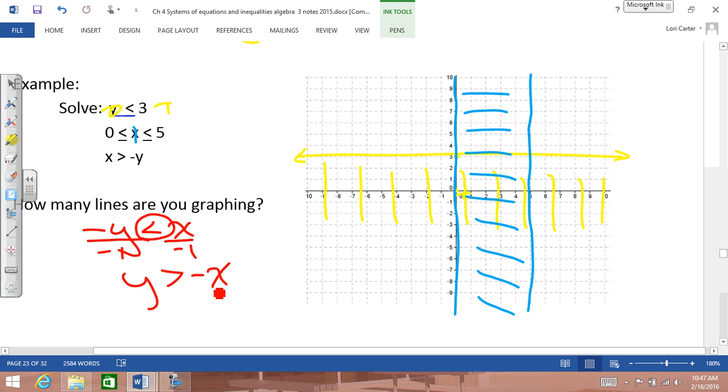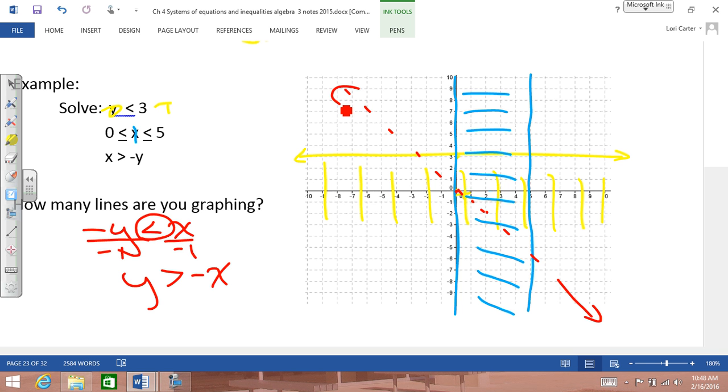What is the y-intercept? 0. And the slope? Negative 1. So we start here, down 1 over 1. Solid or dash? That's dashed. I'm going to make it solid. You started at negative 1 and went down 1. No, I started at 0. We'll do that. Okay, where does this shade?